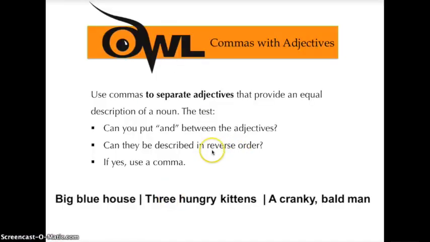Let's go back and talk about reversing order. It may be confusing with and. So can I say hungry 3 kittens? No, I cannot. Can I say blue big house? No, I cannot. So I do not use a comma.